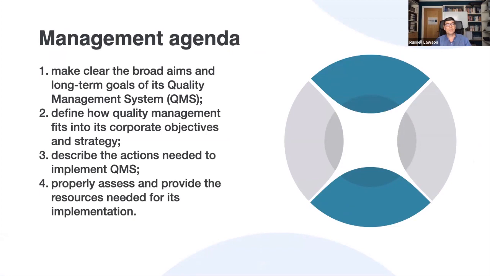This is why senior managers need to develop a quality strategy for a company that will actually do 4 things. Make clear the broad aims and the long-term goals of your quality management system, your QMS. Define how quality management fits into your corporate objectives and strategy. Describe the actions needed to implement the QMS. And then properly assess and provide the resources needed for the implementation.